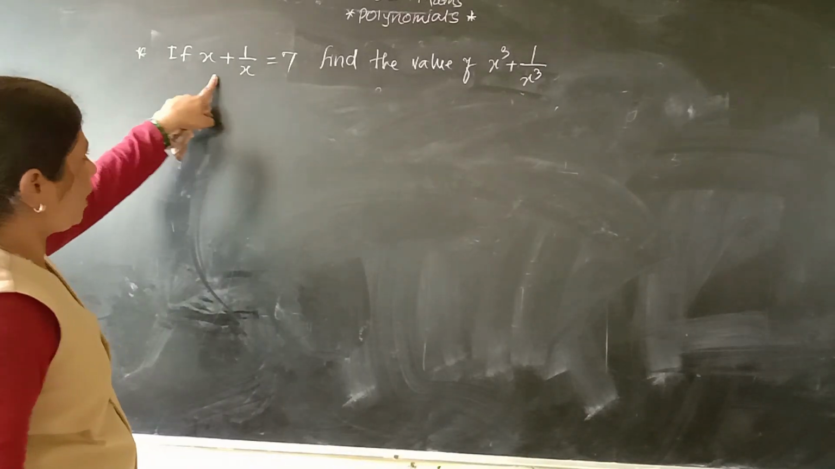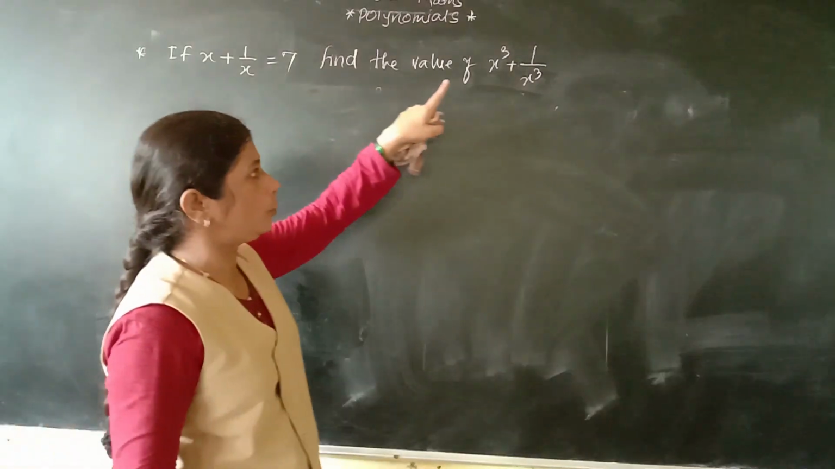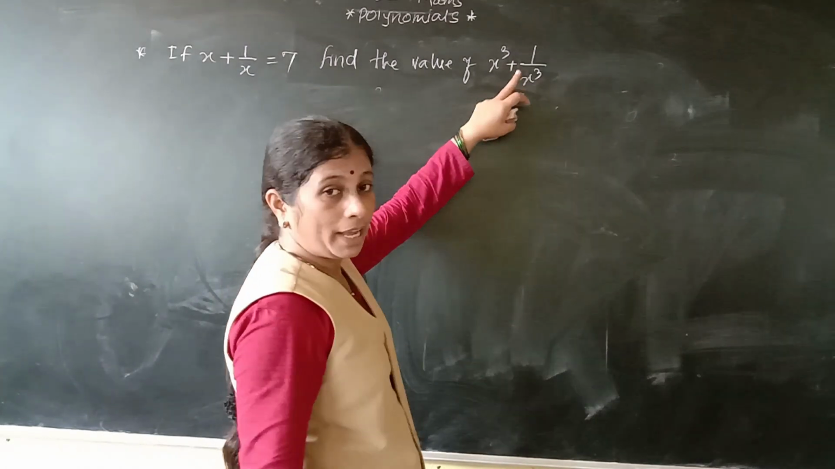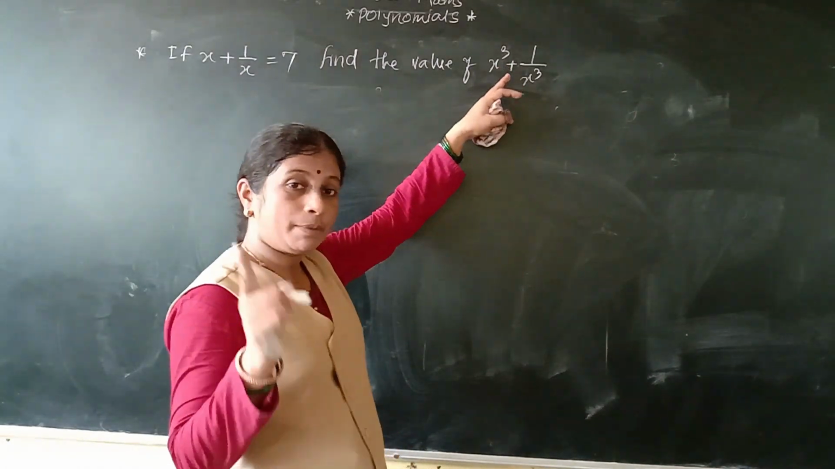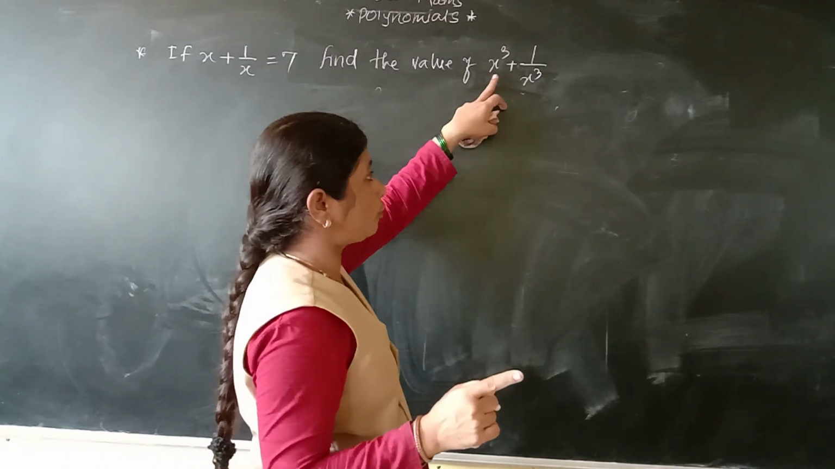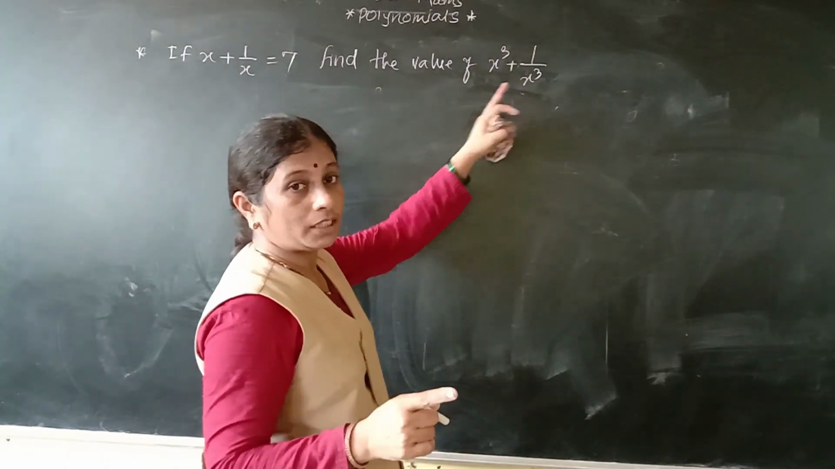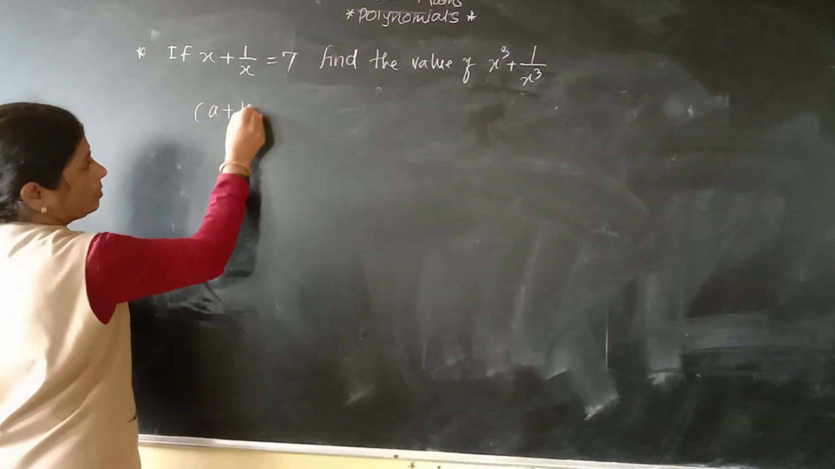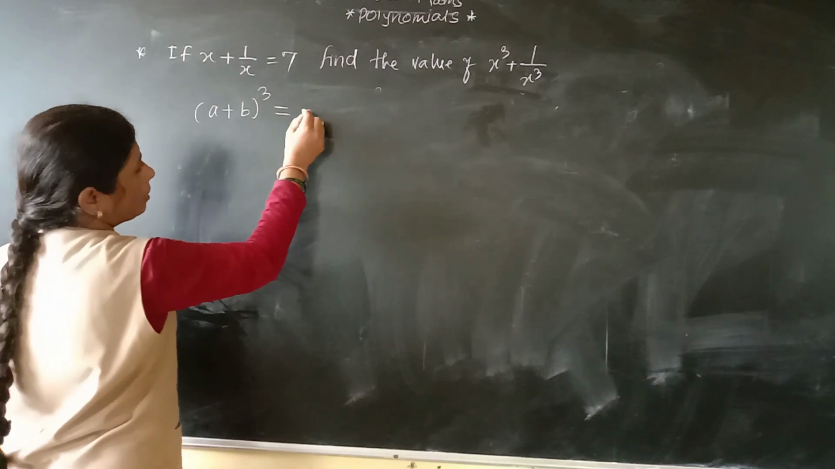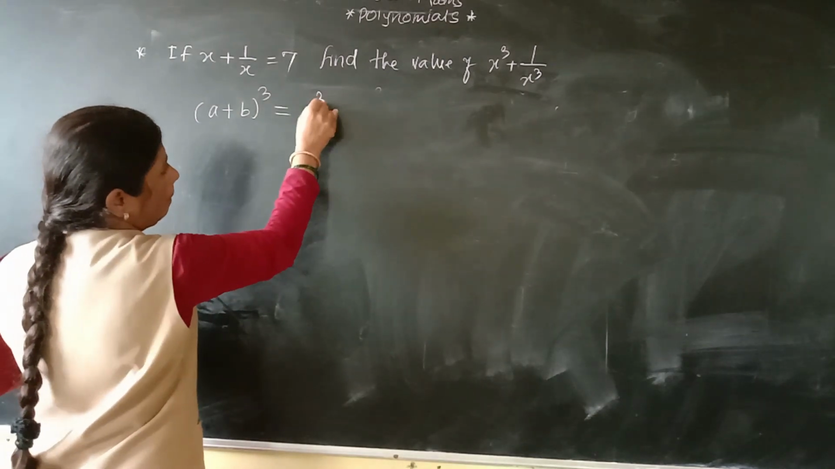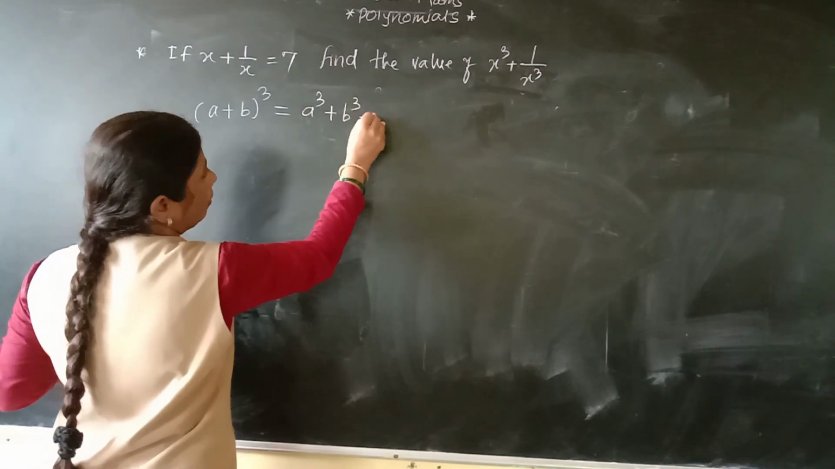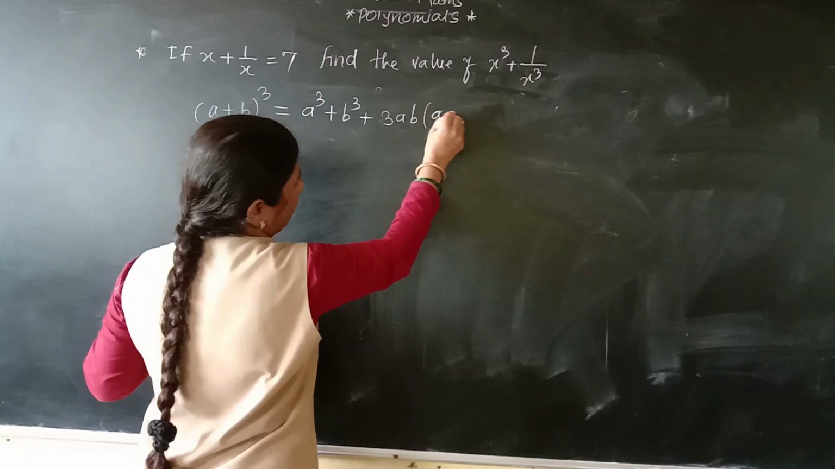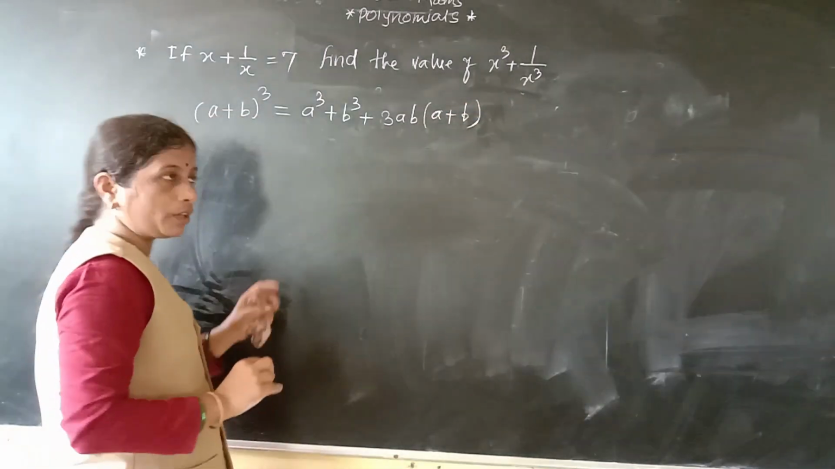Next example is, if x plus 1 by x equals 7, then find the value of x cube plus 1 by x cube. If you have to find the value of x cube minus 1 by x cube, then we will use the a minus b bracket cube identity. But we have to find here a cube plus b cube. Which identity will we use? The a plus b bracket cube identity, right? So here the identity is a plus b bracket cube. So what will be the expansion? a cube plus b cube plus 3ab in bracket a plus b. This expansion will be used for this simplification.